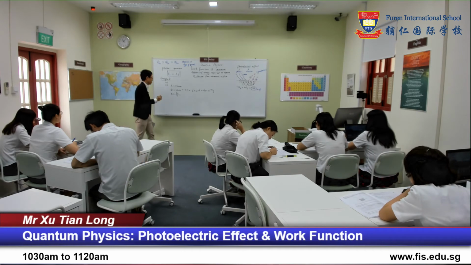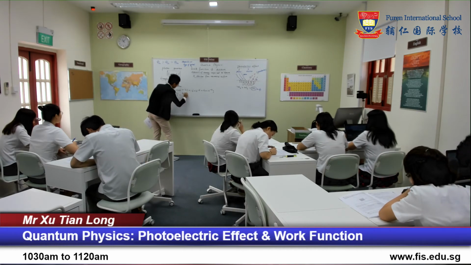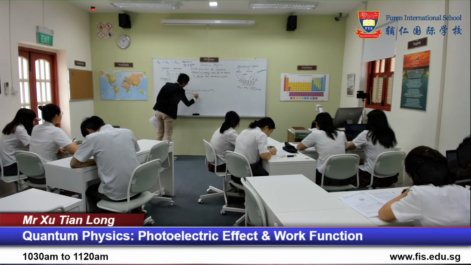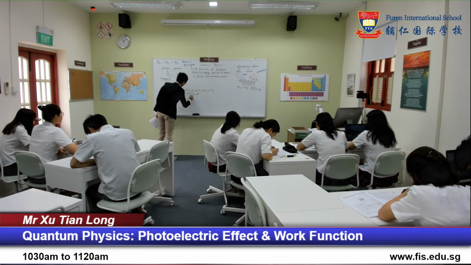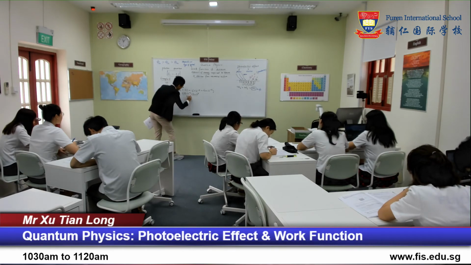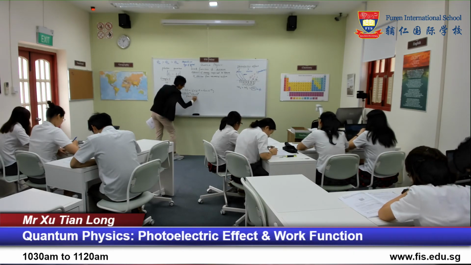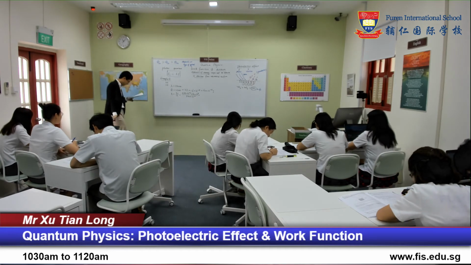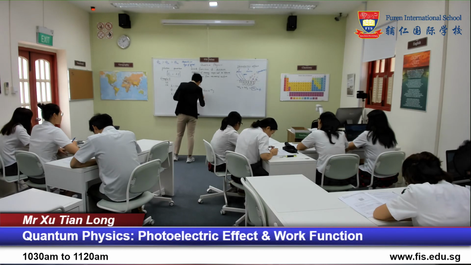Okay, so substitute the numbers: 6.63 times 10^-34 times 3.0 times 10^8 over the wavelength in nanometers. Convert the units: 540 times 10^-9. Then we get another number, 3.68 times 10^-19 joules.